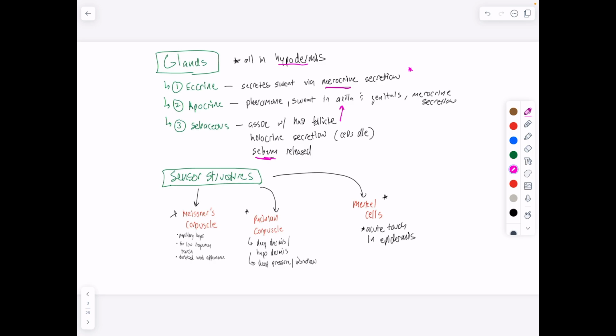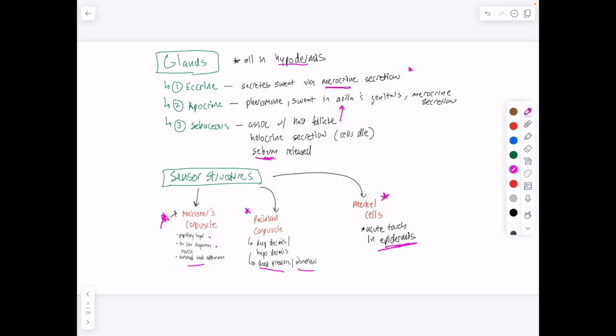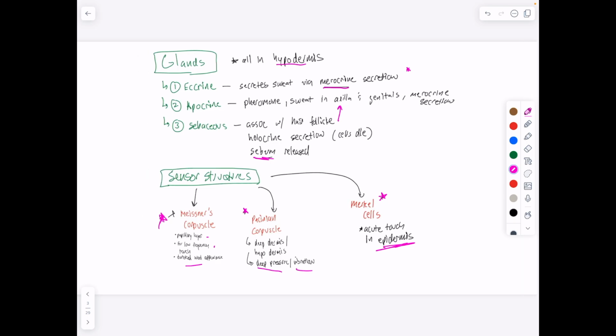All right, then we have our sensory structures. We already talked about the Merkel cells being in the epidermis. We have the Meissner corpuscles, which are going to look like little Q-tips. They're in the papillary layer of the dermis. They're for low-frequency touch, with a twisted wool or Q-tip cotton appearance. I'm sorry, I said that these were all in the hypodermis. I stand corrected. Meissner corpuscle is in the papillary layer. Pacinian corpuscles are in the deep dermis or hypodermis, and those are for pressure and vibration. All right, but Meissner is low-frequency touch. Pacinian is for deep pressure and vibration, and then Merkel is for acute touch in the epidermis.